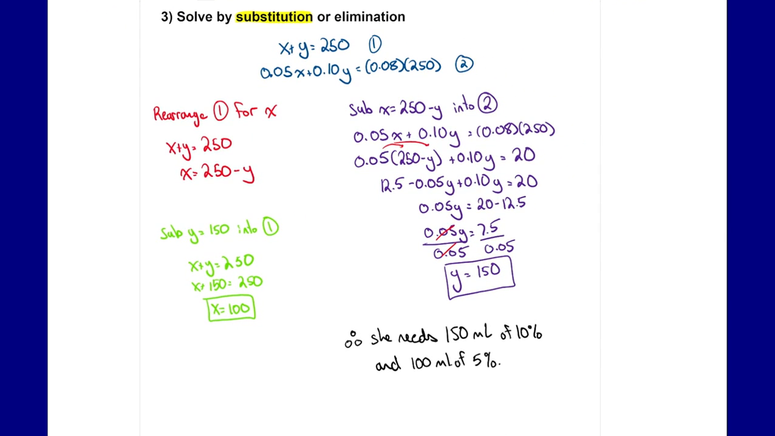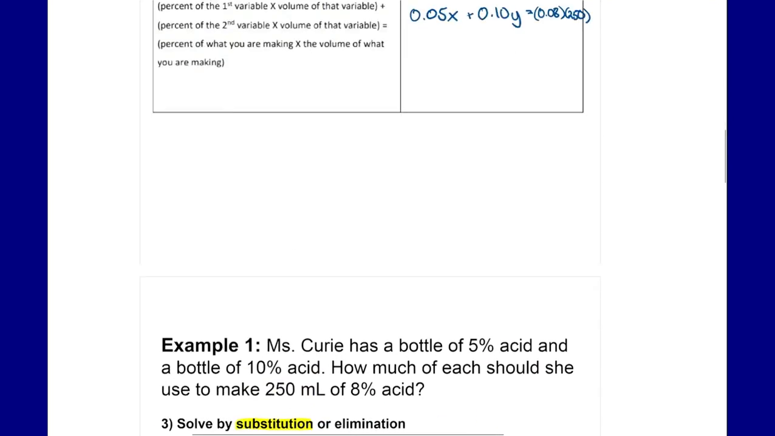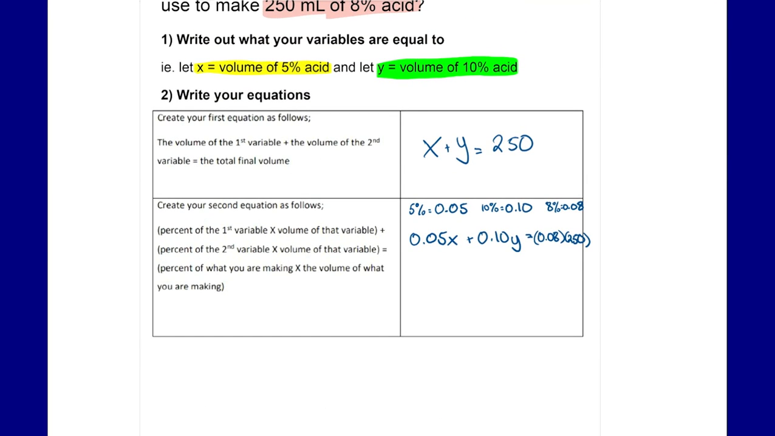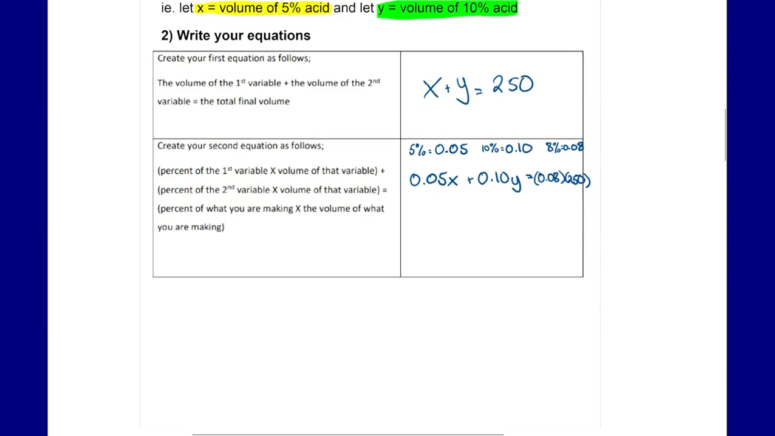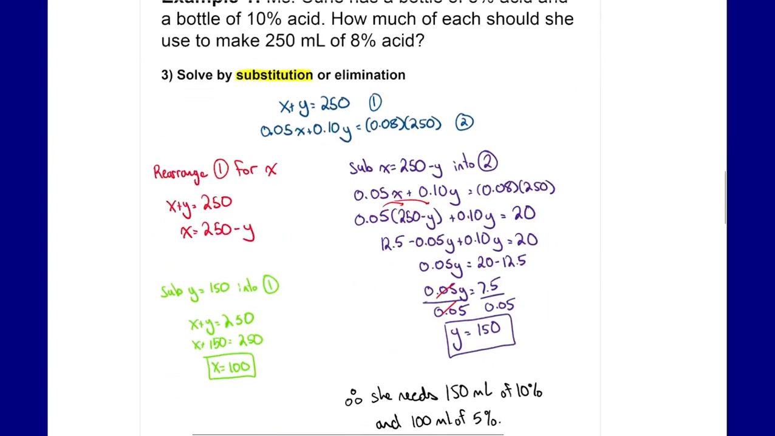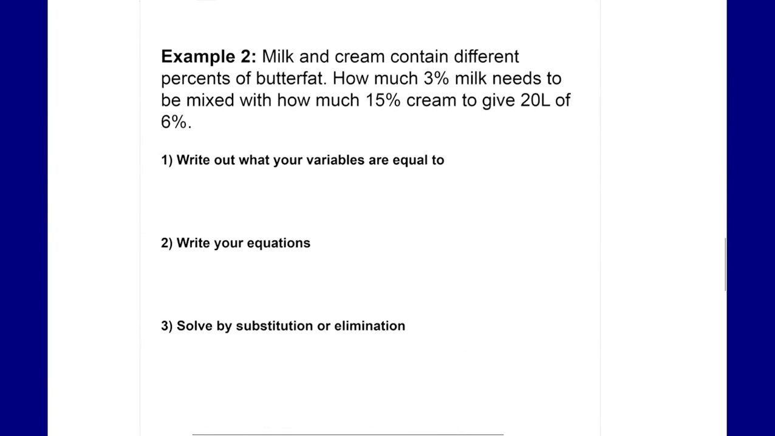So again, the steps for solving by substitution or elimination, depending on what we do, are going to be the same as what we've looked at before. The only difference in these types of questions comes from setting up the equations. But we have a standard format that we can use when we're dealing with percent questions. So let's look at the next one.